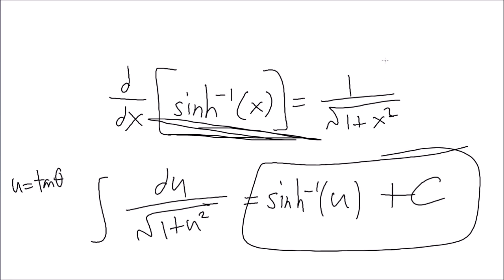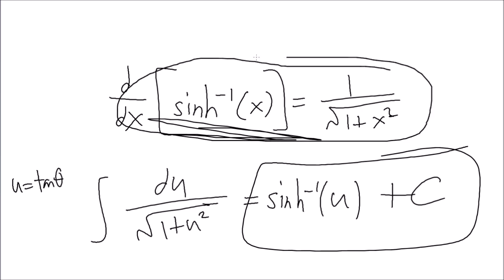So the derivative of inverse sinh is just 1 over the square root of 1 plus x squared. Okay?